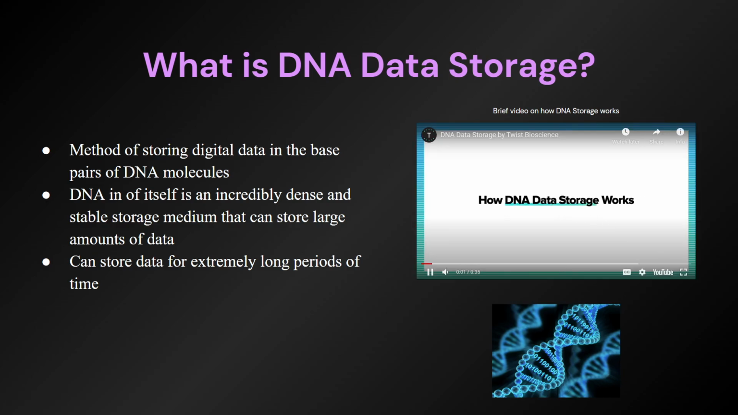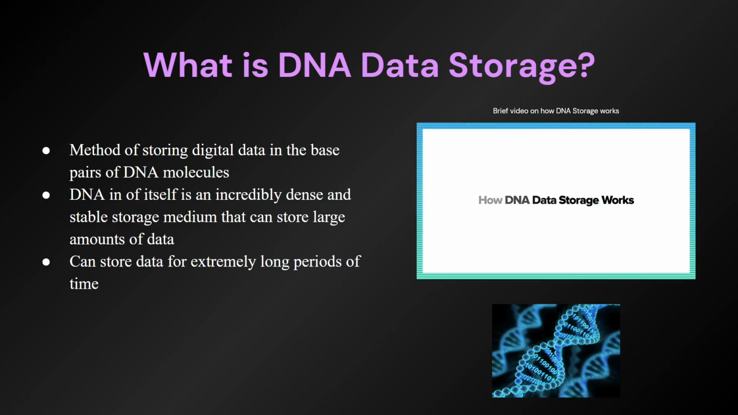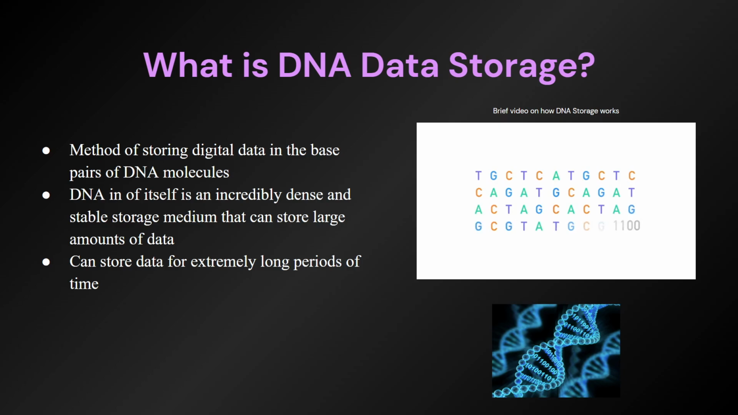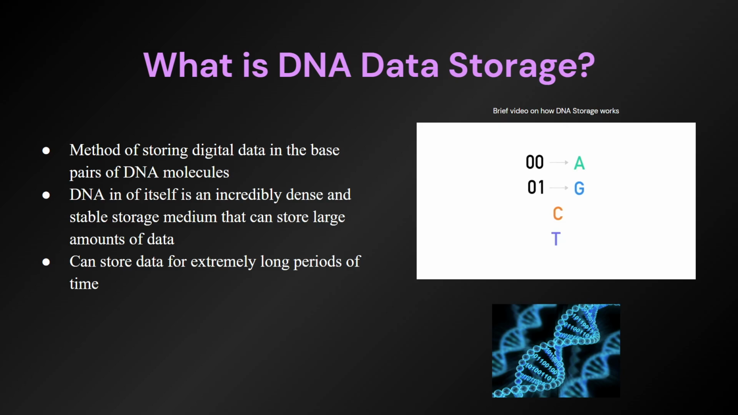Storing digital data in DNA. This is how the process works. First, the digital data is converted from zeros and ones to the four building blocks of DNA: A, C, G, and T. 00 becomes A, 01 becomes G, 10 becomes C, and 11 becomes T. Twist Bioscience then writes the sequence of DNA. DNA can be stored for thousands of years and is decoded when needed.